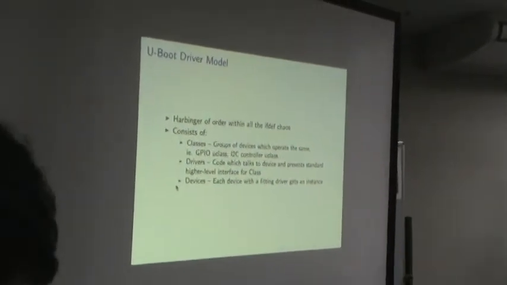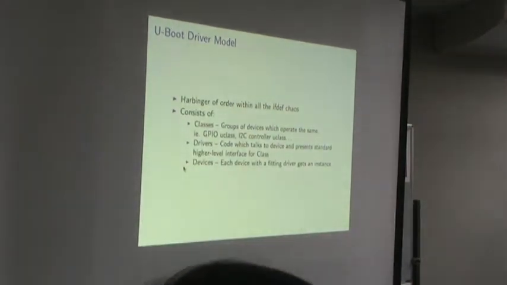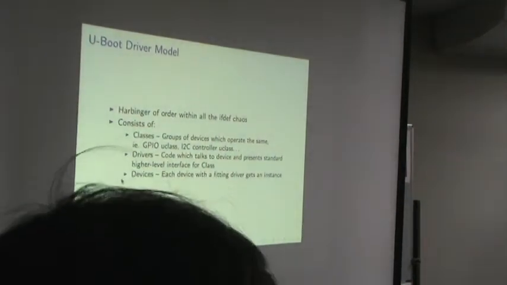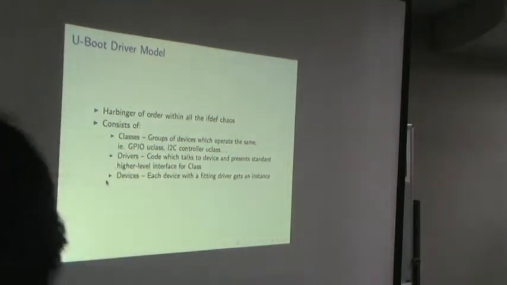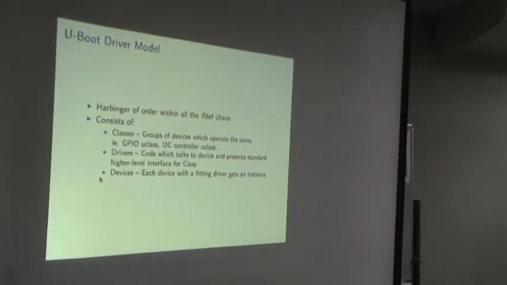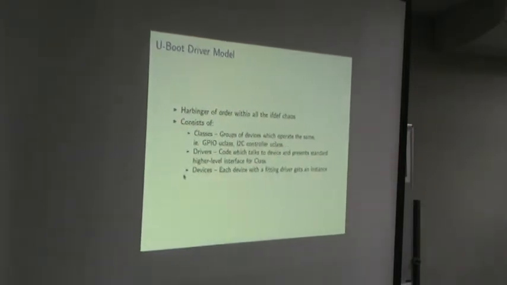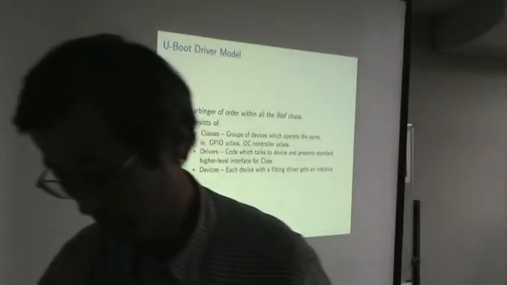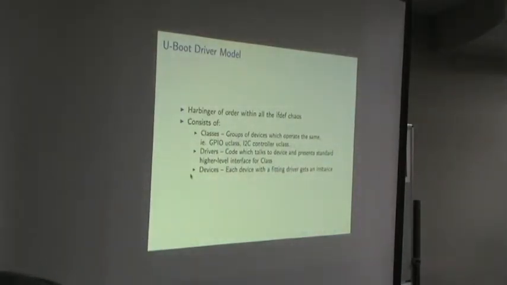So what is this about? The driver model is basically a way to track devices and their associated data and have multiple instances of all of them, without all this if-then array, and basically get rid of that. So the driver model has three core data structures.